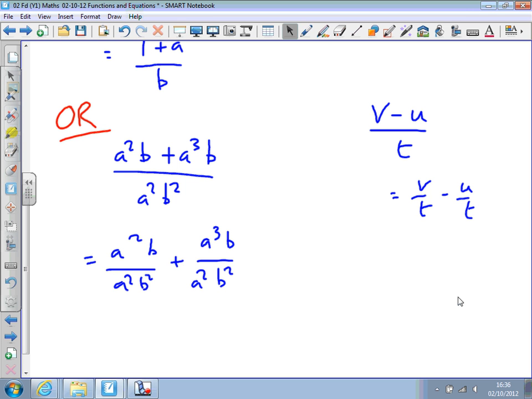Now I can cancel each one. I can cancel a squareds there, and I can cancel that b with one of the b's on the bottom, leaving 1 over b, plus here I can cancel 2 of the a's on the bottom with 2 of the a's on the top, leaving just 1 a, and that b cancels one of these, so that leaves a over b. So that leaves me 1 over b plus a over b. But it's a common denominator, so I can combine and get 1 plus a all over b, which is exactly the same answer as we had before. Either way would do it. It's just whichever way you see.